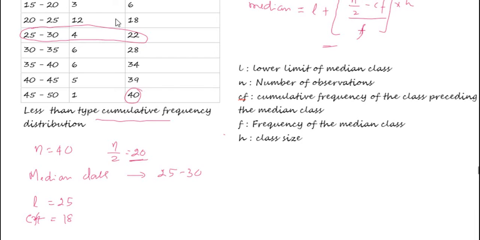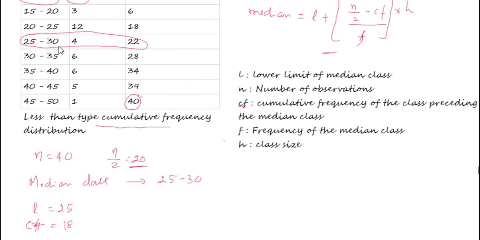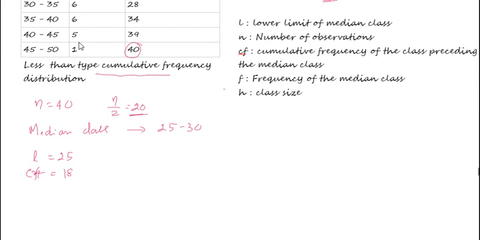Next is F, frequency of the median class. Median class we said 25-30. The frequency of that is 4. So F equal to 4. And H we know it is 5.